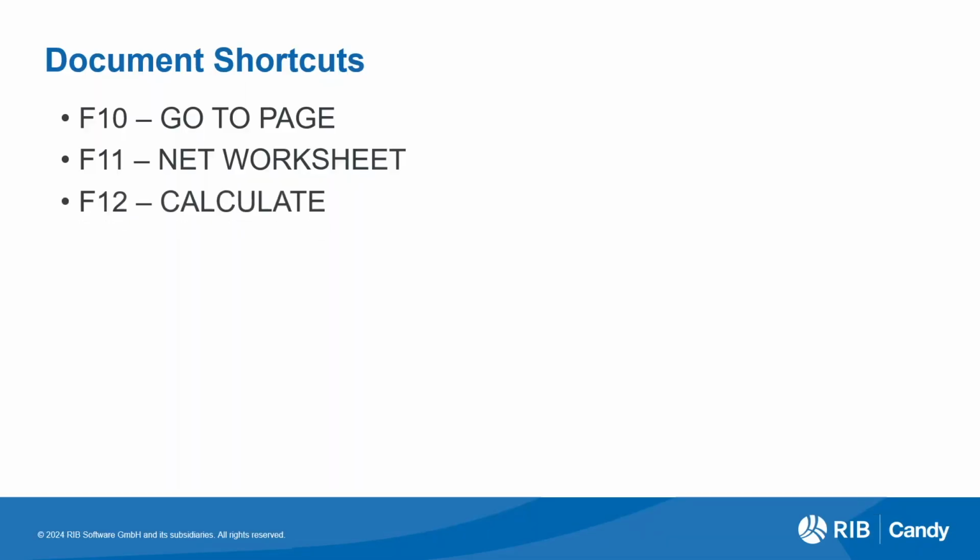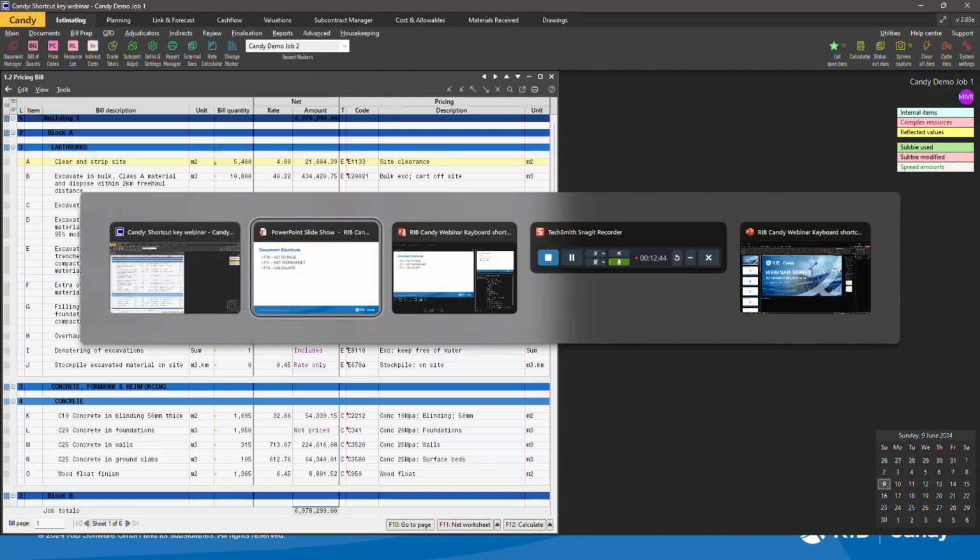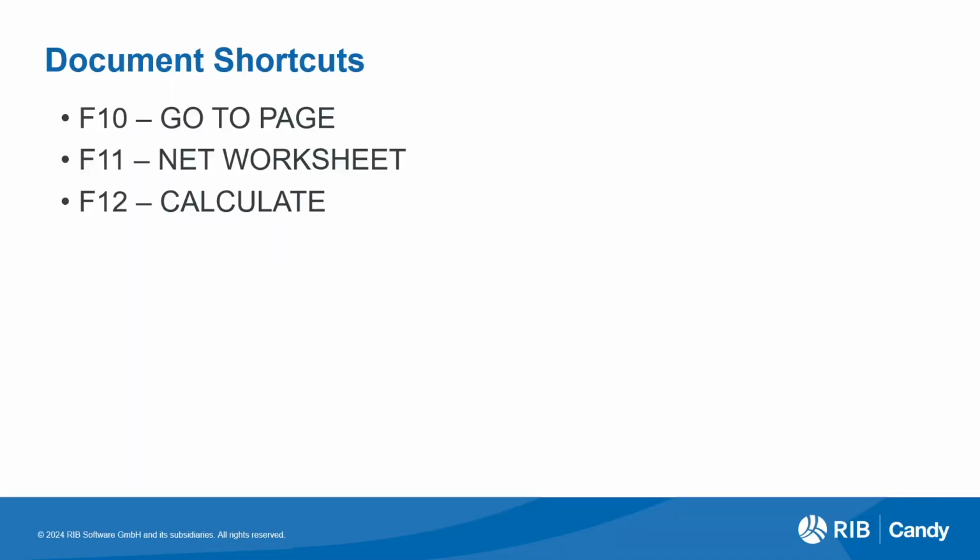Then we have F12, which will calculate. So you'll see the total for my bill at the moment is 5 million. If I press F12, it will go up to 6 million and my calculate button will not be red anymore. That means my bill has been calculated.